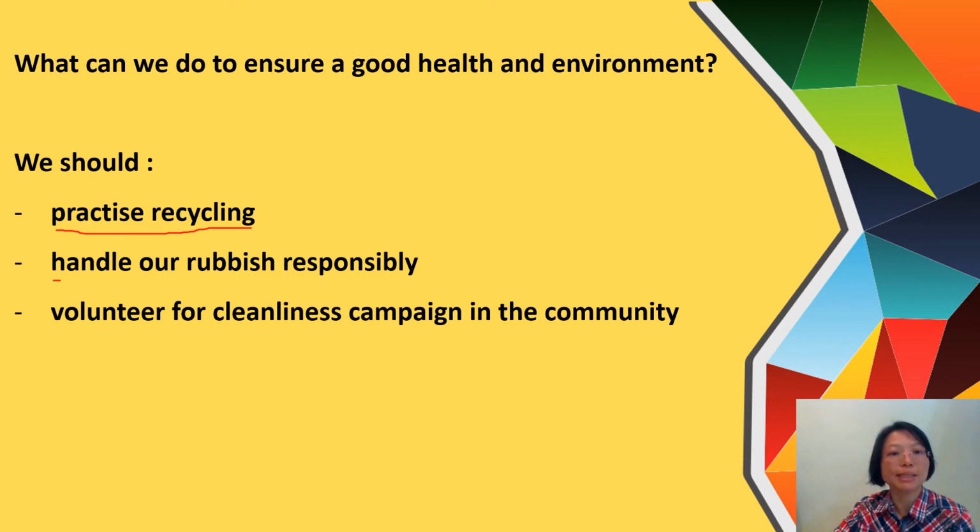Secondly, we must learn how to handle our rubbish responsibly, meaning that we do not throw our rubbish everywhere we want. Because sometimes we can see that people like to throw rubbish out of their window, out of their house, just simply throw everywhere they want. And even when they are cycling, or riding a motorbike, or walking in the park, whenever they have some rubbish and they cannot find a rubbish bin, they just throw it anywhere they want. So this is a very bad habit.